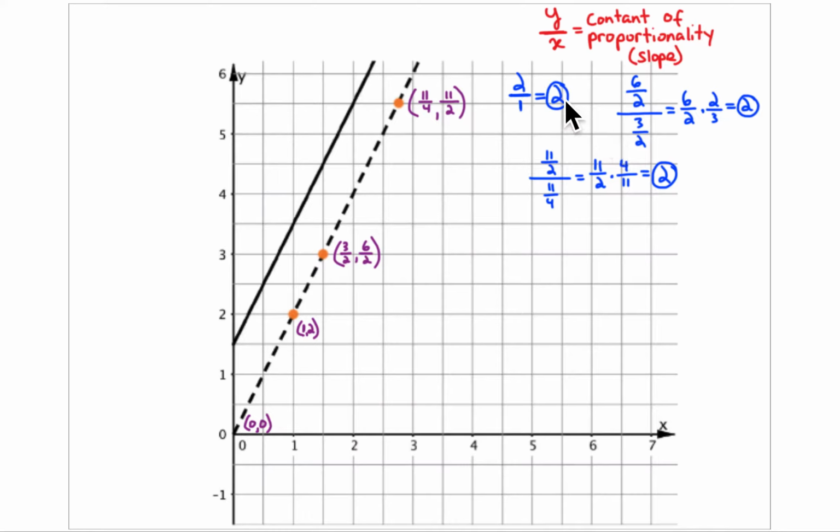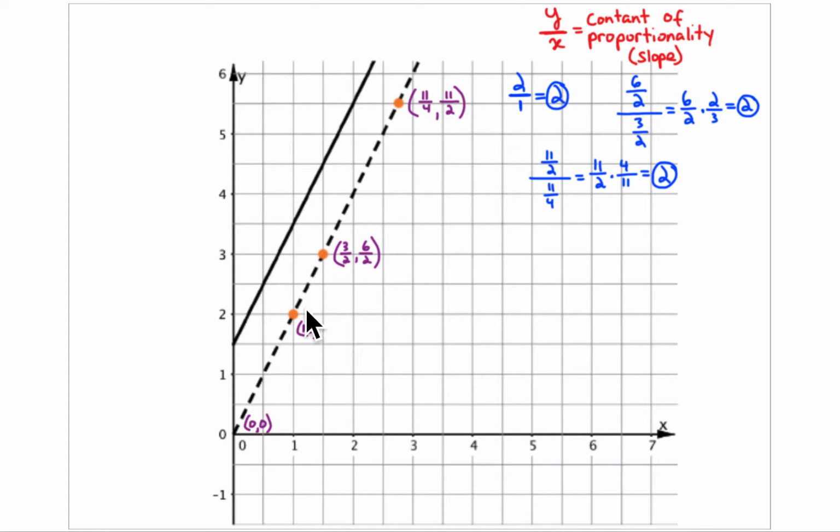So in every case, this is the constant of proportionality. It is constant, it's the same, it doesn't change. And also it's the repeating part. So for 1 unit in the horizontal direction, 2 units in the vertical direction. 1 unit, 2 units, 1 unit, 2 units, right up to there. So it is the constant of proportionality.